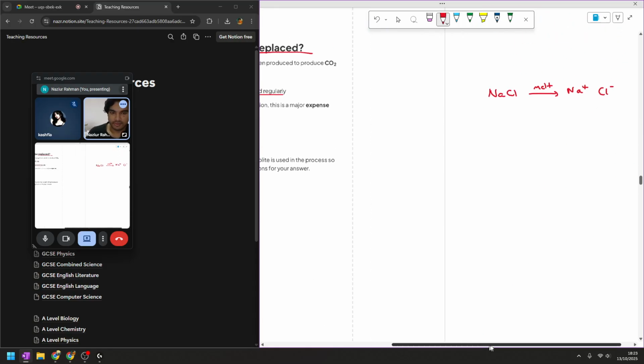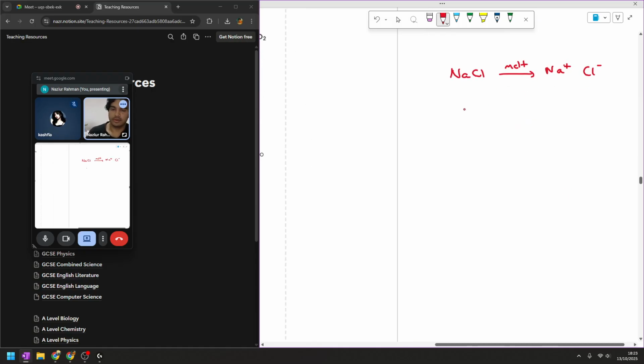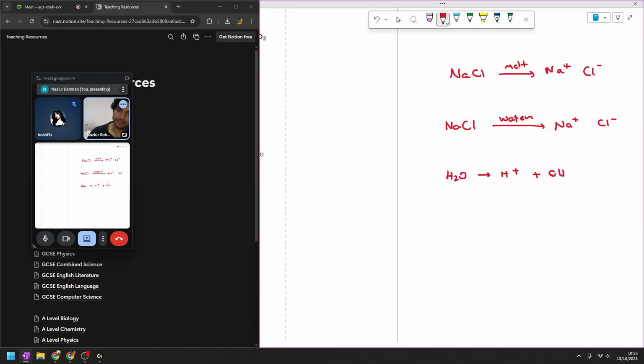Okay. However, sodium chloride can also be dissolved, right? So if I add it to water, then that also breaks down into ions. If you dissolve the sodium chloride in water, it also makes sodium ions and chloride ions. But in addition, the water also ionizes. So the H2O also turns into H plus and OH minus because of the ionic compound, and you have additional H plus ions and OH minus ions.